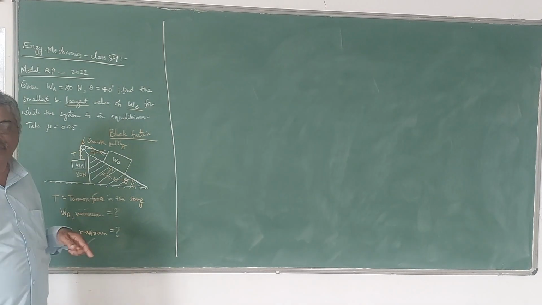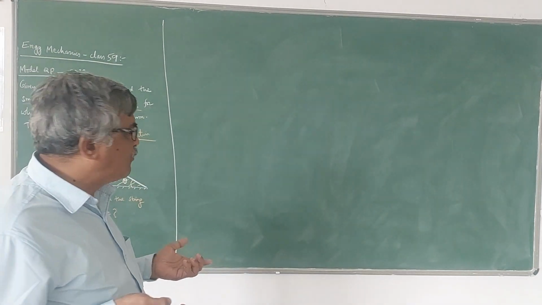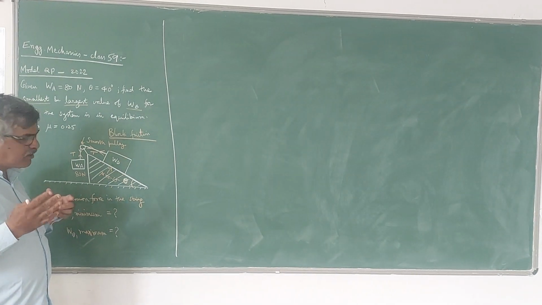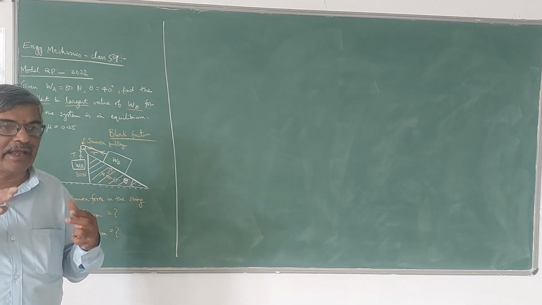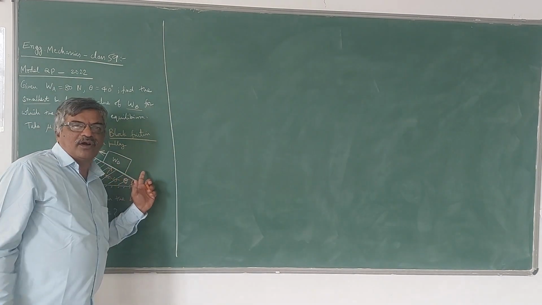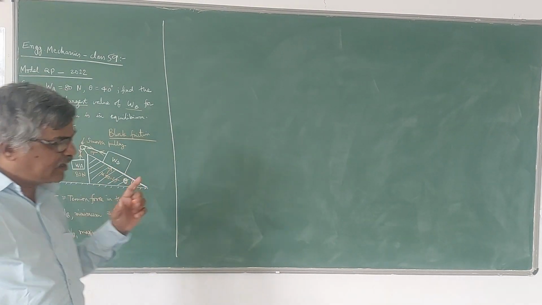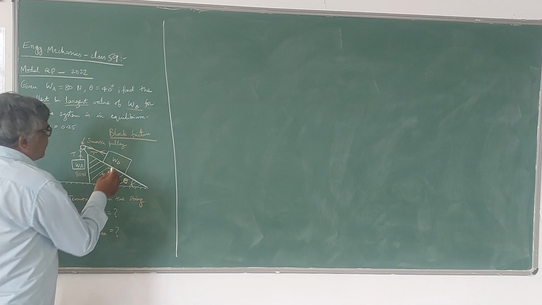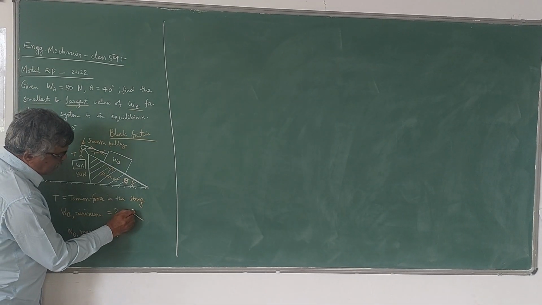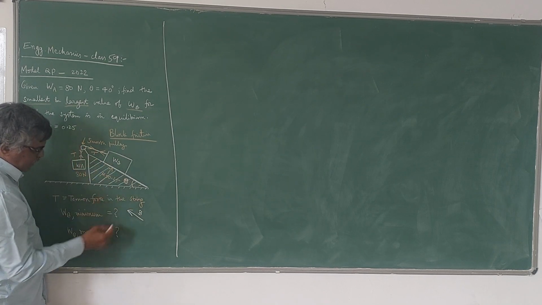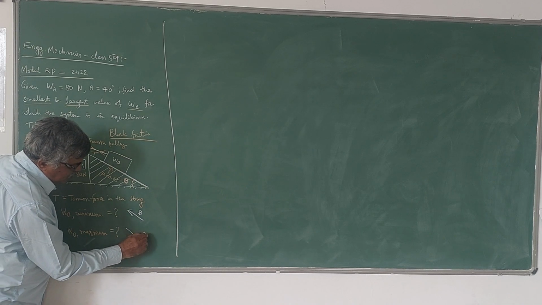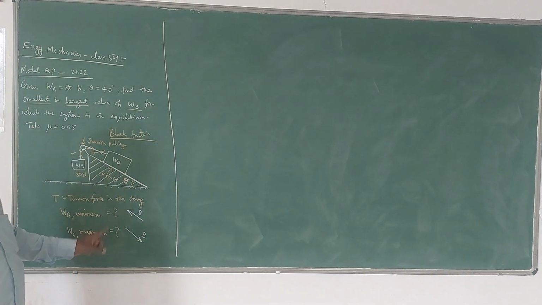Normally the tendency of a block is to move against gravity only if it has a lesser weight. So that is a common thing. If WB is less, then block B tries to move like this, up the plane. If it is the highest, then naturally it tries to move down the plane. So this is the concept here.